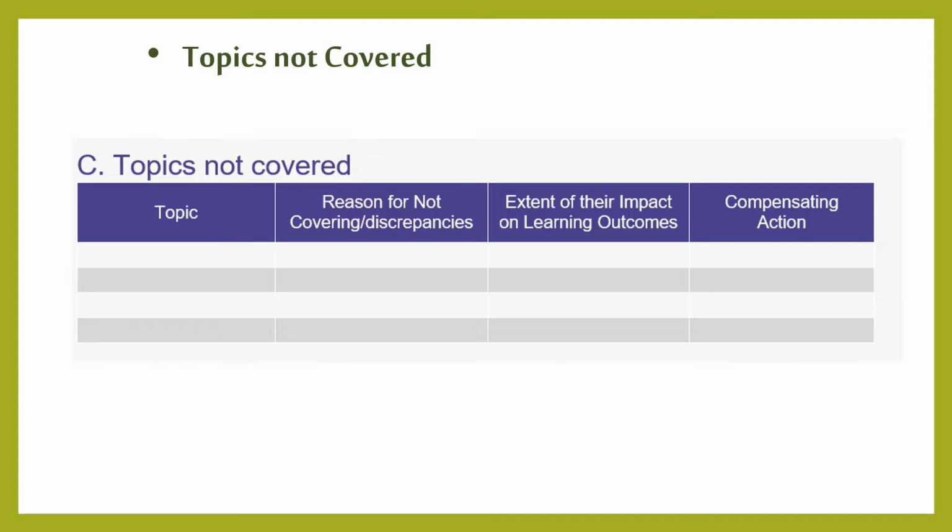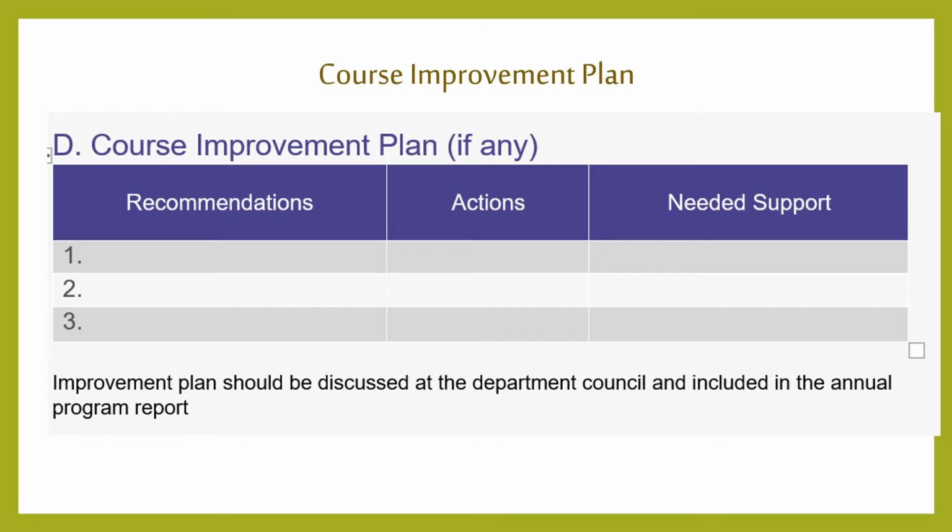But if it will affect your learning outcomes, or there is impact on the learning outcome, you have to write the compensating action. And this is what we will, inshallah, see in the practical example. So this is the third and final topic in the new form: the course improvement plan.